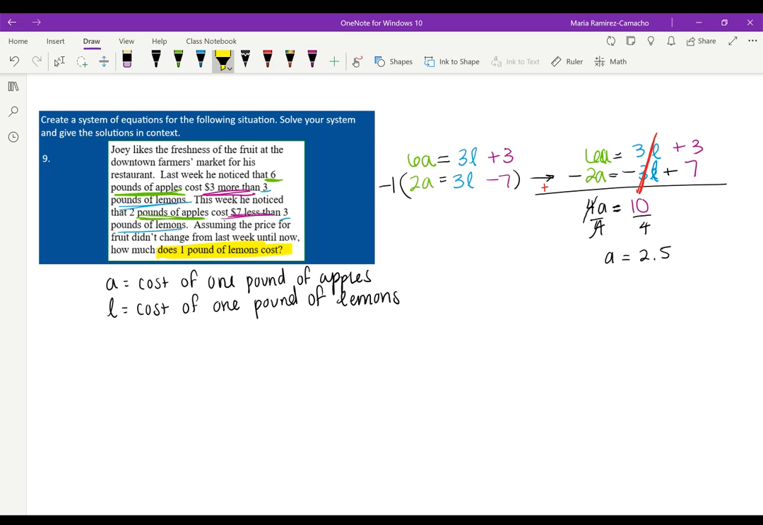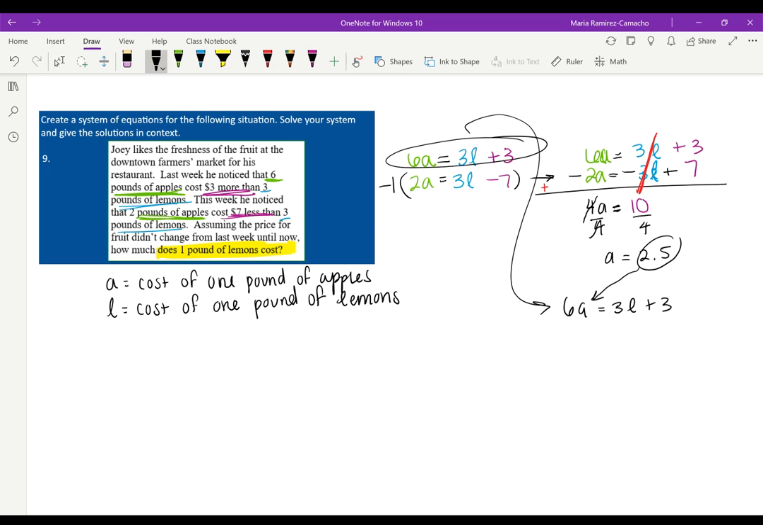but the question is, how much does 1 pound of lemons cost? So let's find L. We're going to pick either one of the two original equations and solve for L. I am going to pick this one. Okay, 6A equals 3L plus 3. Let's plug in 2.5 for A. 6 times 2.5 equals 3L plus 3. 6 times 2.5 is 15.